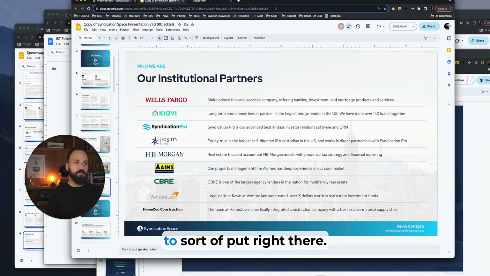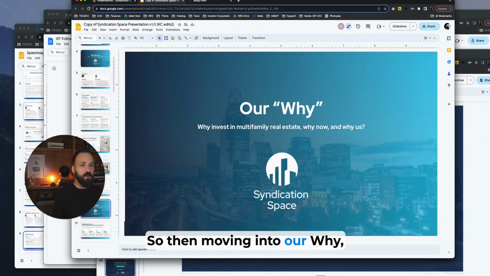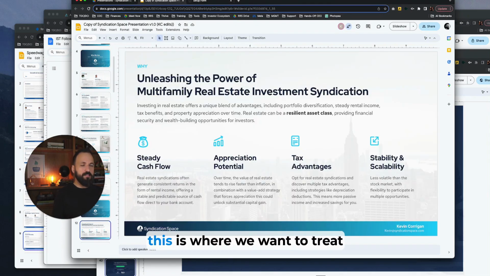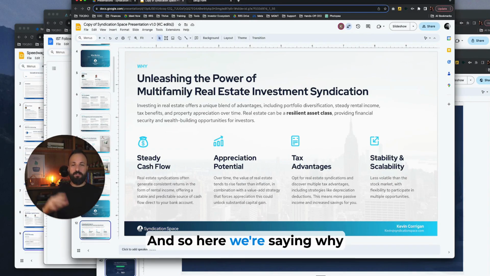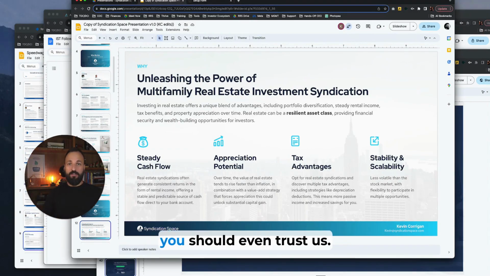That's the image that we want to portray there. So then, moving into our why, we want to treat this presentation as a kind of funnel within a funnel. And so here we're saying, why you should even trust us.